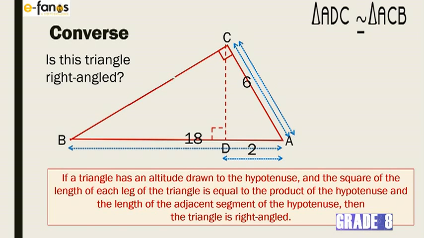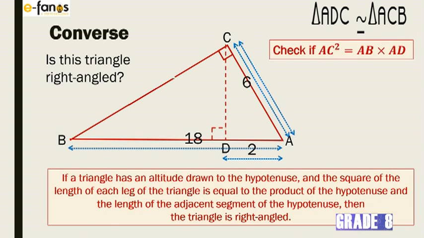For example, is this triangle right-angled? We need to check if AC squared equals AB times AD. So check if 6 squared equals 18 times 10. So check if 36 equals 36. Yes, it does. So yes, the triangle is right-angled.